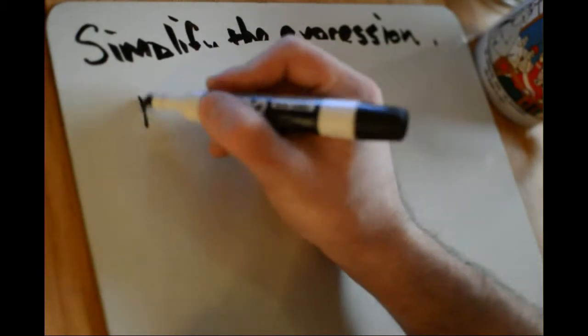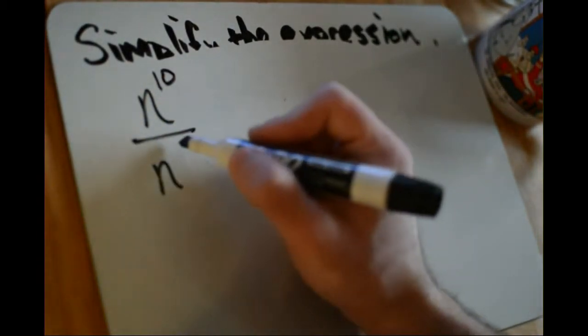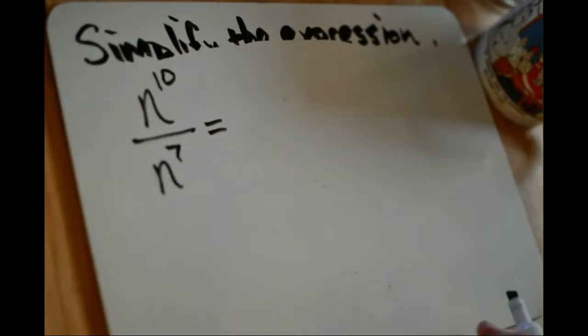We're going to take a look at properties of exponents involving quotients. So let's take a look at a quick example where we have something like n to the 10th power divided by n to the 7th power. And this is a quotient because we have division going on, we have a fraction, and these two terms have the same base and they're being divided.